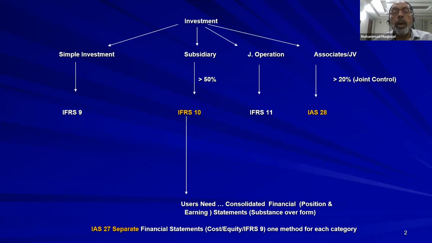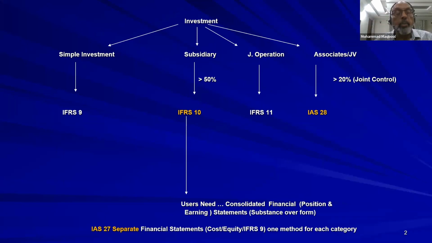The other is the subsidiary where you have control. Then you have to apply IFRS 10 for consolidation. We will be discussing that today. And it could be a joint operation. In that case, IFRS 11, we will be looking at that today. And in case of an associate or joint venture, where there can be joint control or where the shareholding gives you significant influence, then we apply IAS 28.